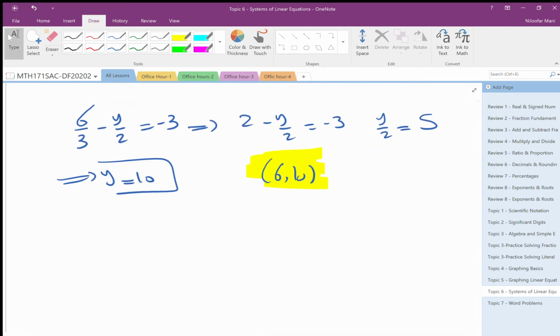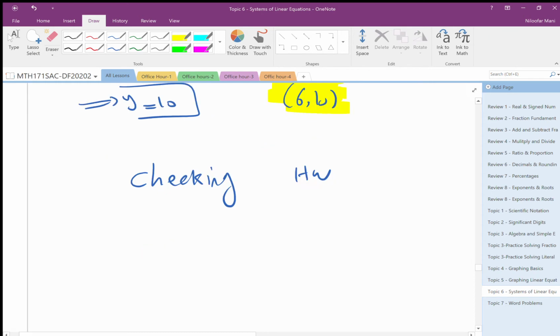If I want to make sure, I have to check. So how do I check? I check both equations, the original ones. Checking in both equations to see if left side equals right side can be homework.